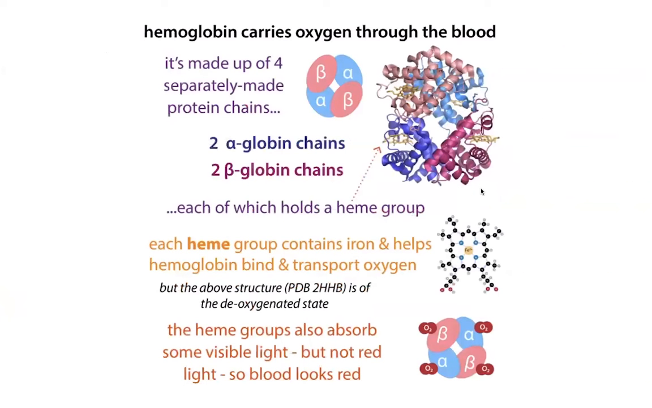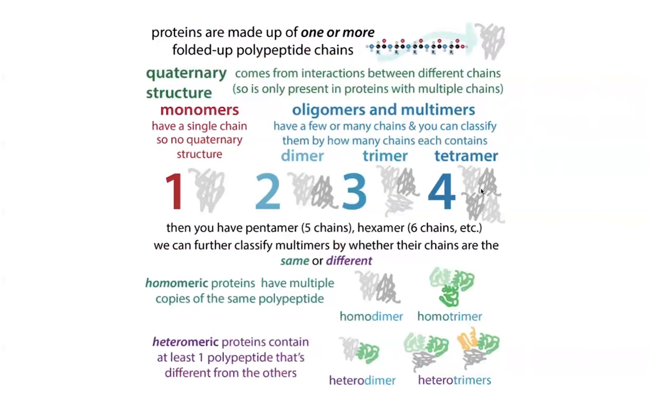So now let's look at an actual, really crucial example: the example of hemoglobin, which carries oxygen through the blood. Hemoglobin is made up of 4 separately made protein chains. So what do we call this when we have something like this? There's a term that we've been talking about. Yeah, this is going to be an example of a multimer. Basically, a multimer is when you have multiple chains in a protein, and the interactions between those chains we can think of as representing quaternary structure.